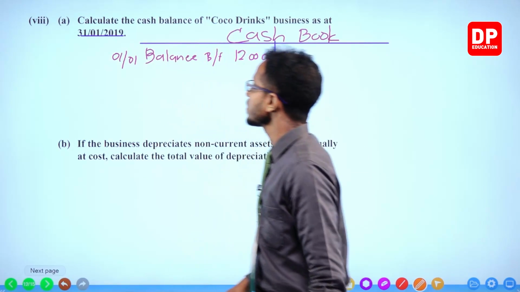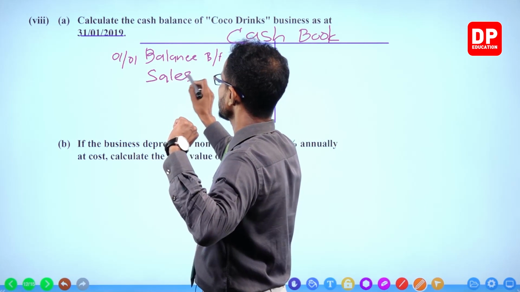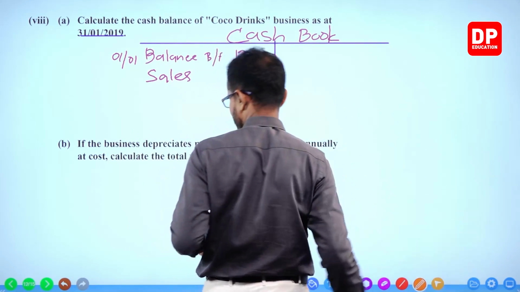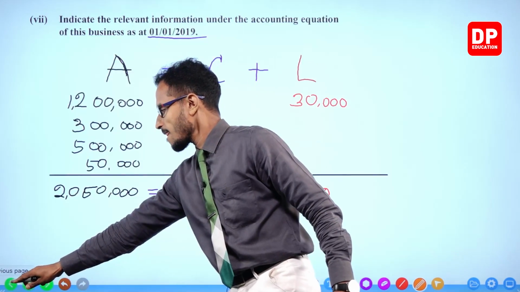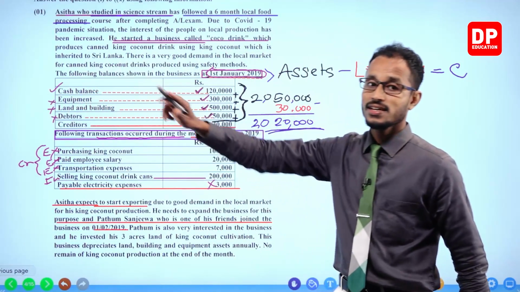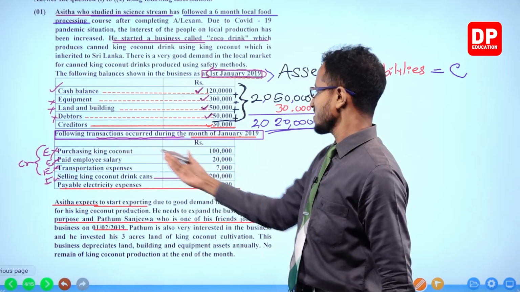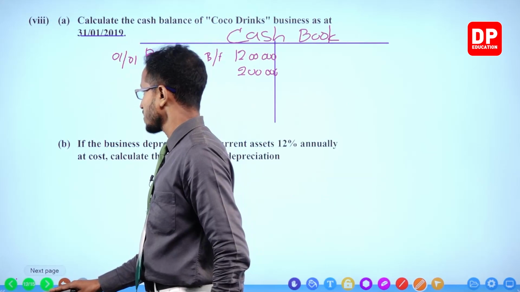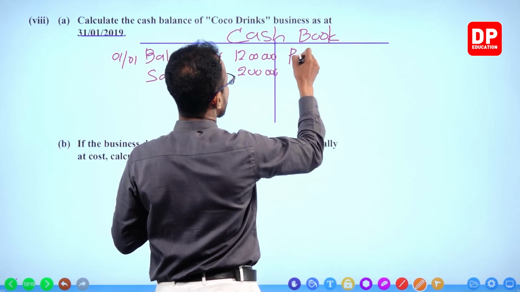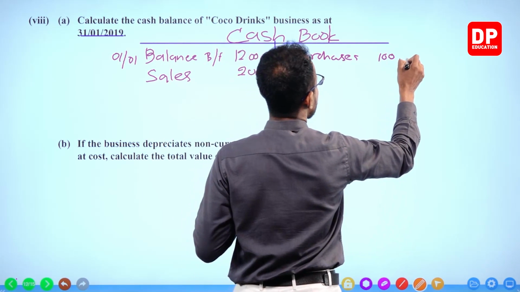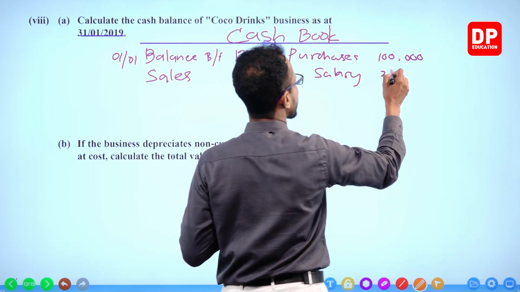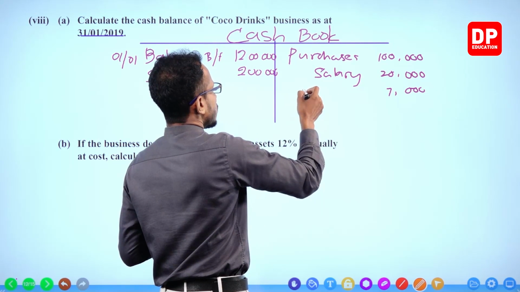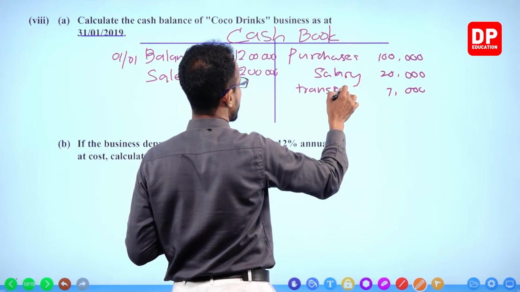First, sales debit 200,000. Don't forget your figures. Expenses credit. Don't forget and write wrong figures. Expenses: purchases 100,000 on the credit side, employee salary 20,000 and 7,000. The 7,000 was transportation.